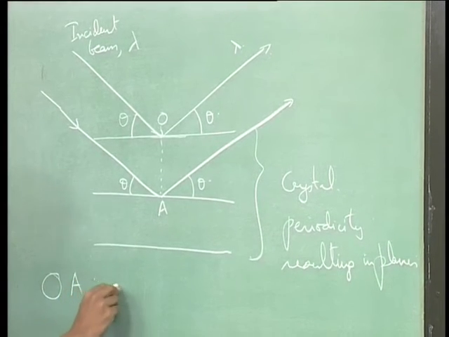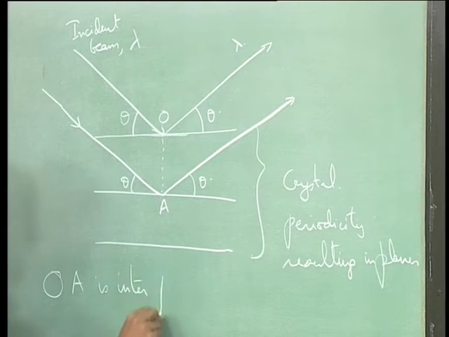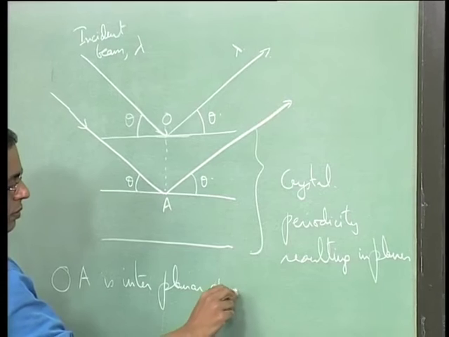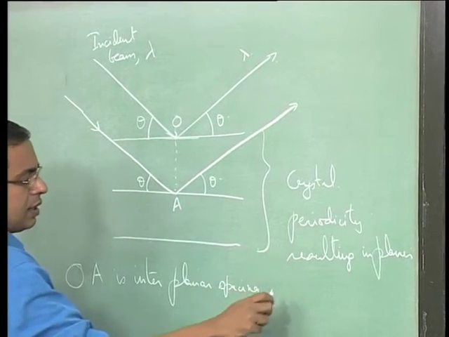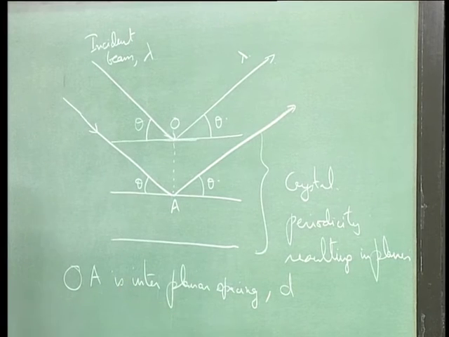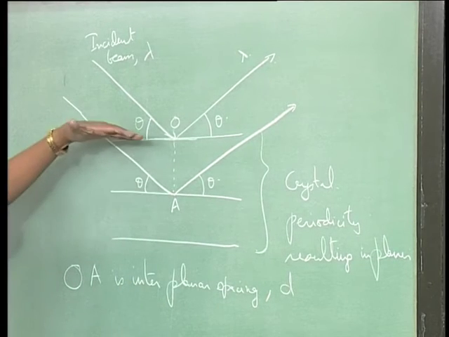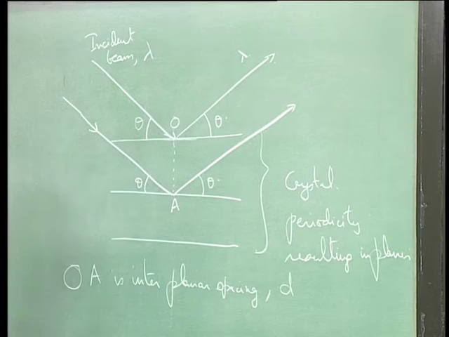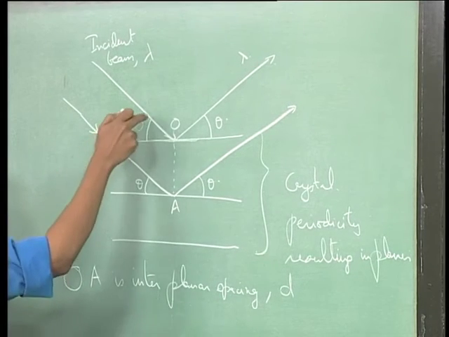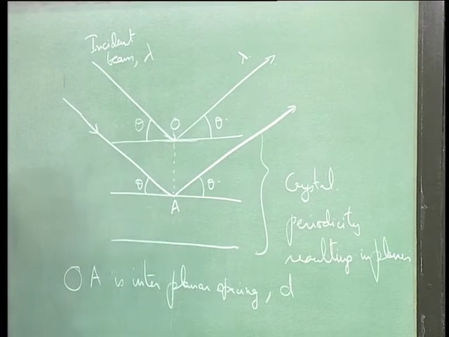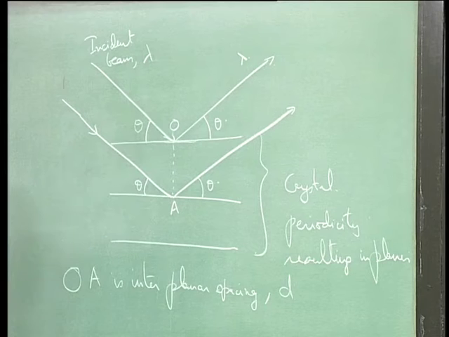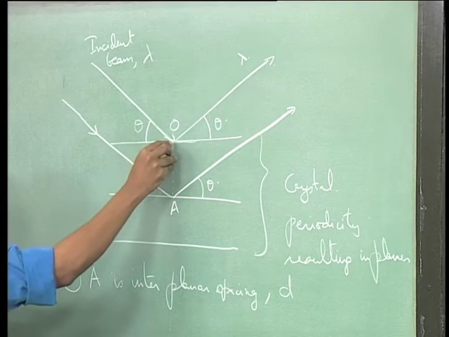is the interplanar spacing, which we standardly designate as D. D is the interplanar spacing. So this is what the OA is, the spacing between these planes. We would like to first find out the path difference between this wave and this wave, since they are all coming in such that both the waves are in phase. So we will look at the path difference here.